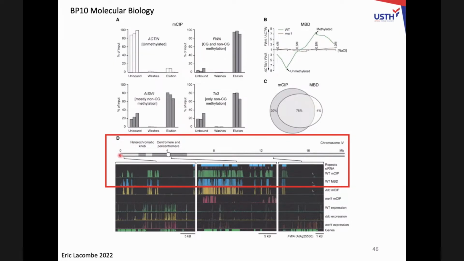This is the full-length chromosome number 4 in Arabidopsis thaliana, from the north of the chromosome, position 0, to the bottom. It's something like 15 or 16 megabases. The little white circle is the centromere.